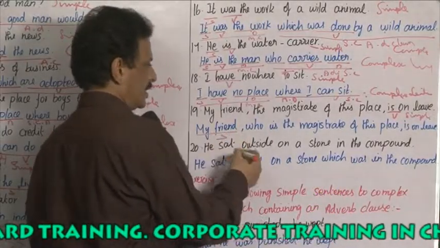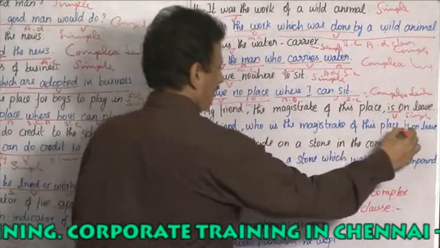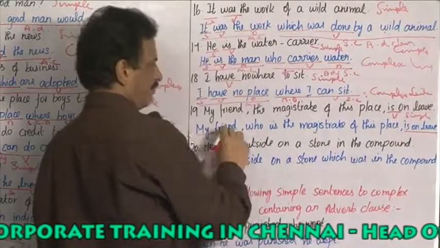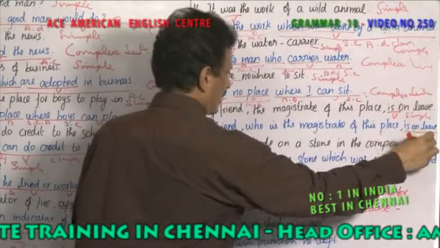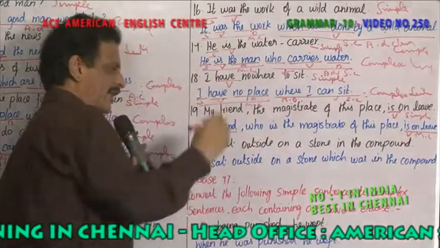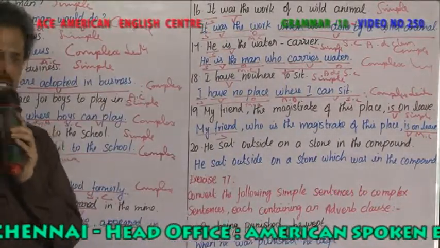My friend is the subject. Is on leave. The continuation of my friend is on leave. So this is the main clause. Is is the verb. So my friend is described in a sentence with another verb.